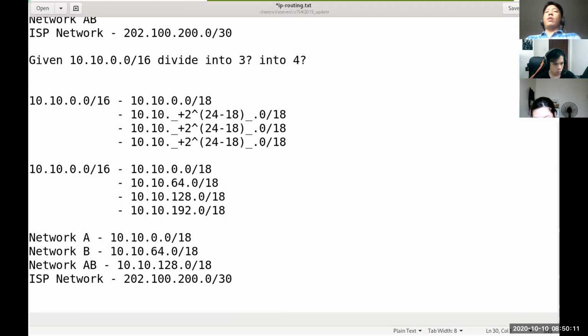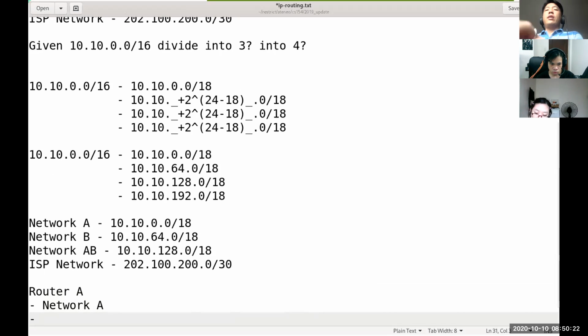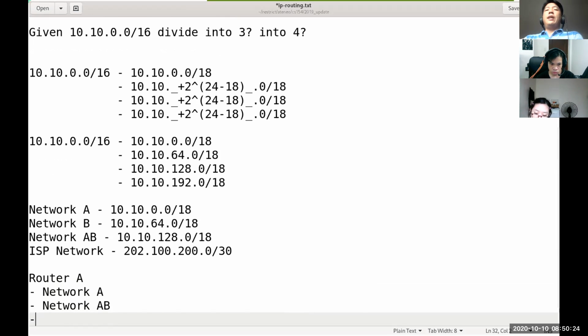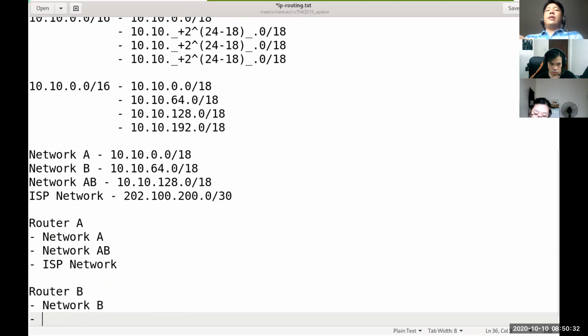So how many routers do I have? I have router A, I have router B. Now router A has 3 networks. Router A is connected to network A, connected to network AB, and is connected to the ISP network, while router B is connected to network B and connected to network AB.